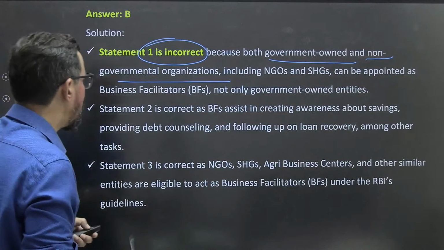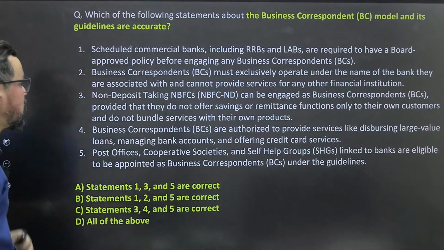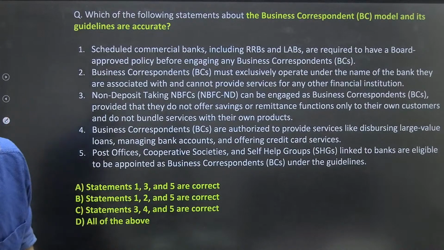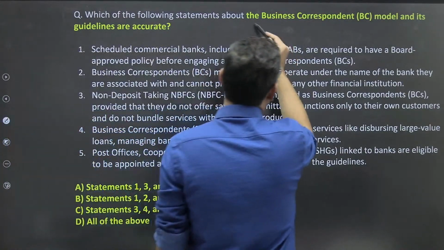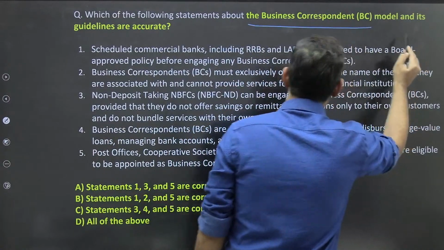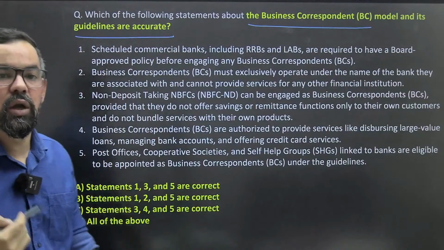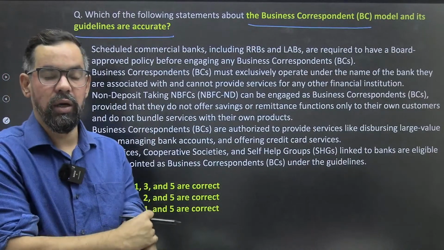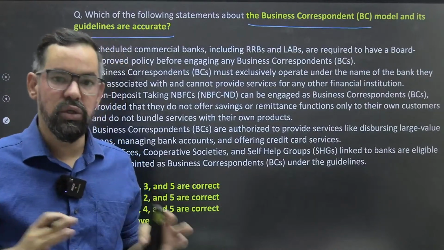Chalo. So question one was very easy. I hope everybody was able to answer this one. Okay, and somebody answered also. Okay, Naina ma'am answered this one. Which of the following statements about the business correspondent model and its guidelines are accurate? Okay, now the next one is business correspondent. Basically, it is a kind of agency sort of business.